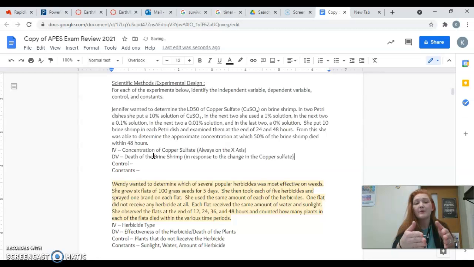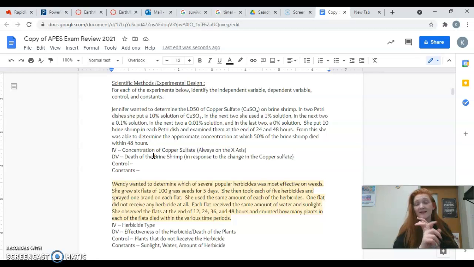Okay, so the death of the brine shrimp is what she's measuring to get the LD50. So she'd have to do a calculation to get to the LD50. That would be like her final analysis. So like her hypothesis would be in relation to what she thinks the LD50 is, or if I increase the concentration of copper sulfate, then more brine shrimp will die. That would be an example of a hypothesis.